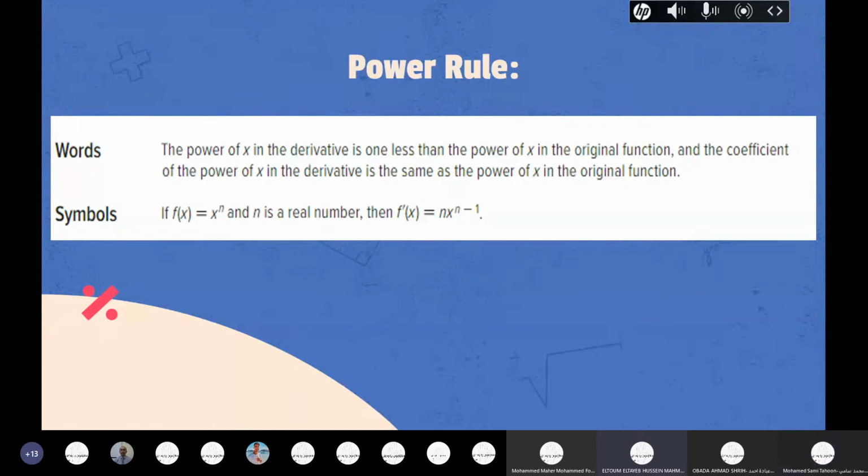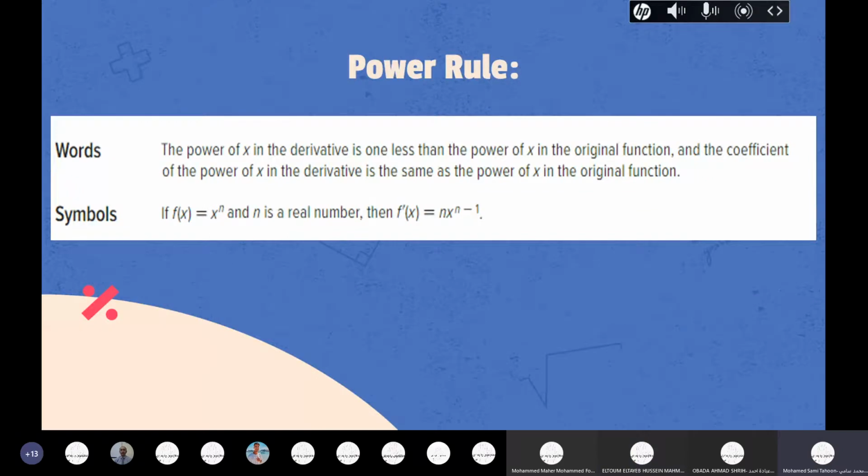Power rule of derivatives. By words, the power of x in the derivative is 1 less than the power of x in the original function, and the coefficient of x in the derivative is the same as the power of x in the original function. By symbols, we can say that if f of x equals x to the power n and n is a real number, then f prime of x equals nx to the power n minus 1. Thank you very much, Tom.